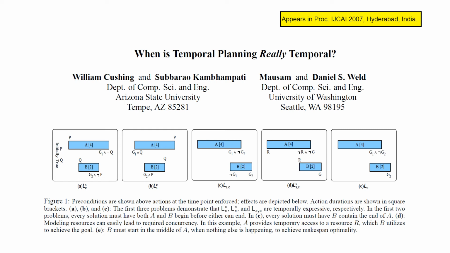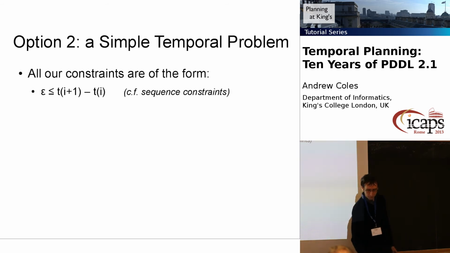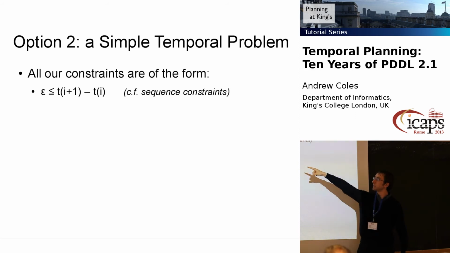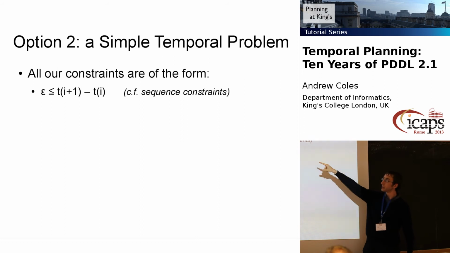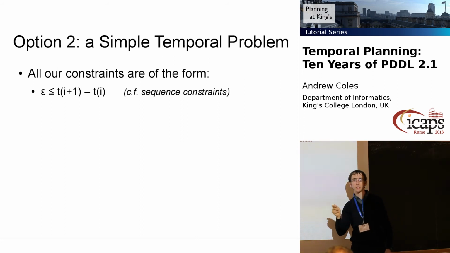So how do we deal with this issue? Well, the alternative option to using the decision epoch approach, which is kind of the theme of this tutorial, is to look at our friend the simple temporal problem. All of our constraints, well, we have two classes of constraints. They're either sequence constraints. So epsilon amount of time elapses between step i and step i plus 1. In other words, t i plus 1 minus t i is greater than or equal to epsilon. So some time elapses.